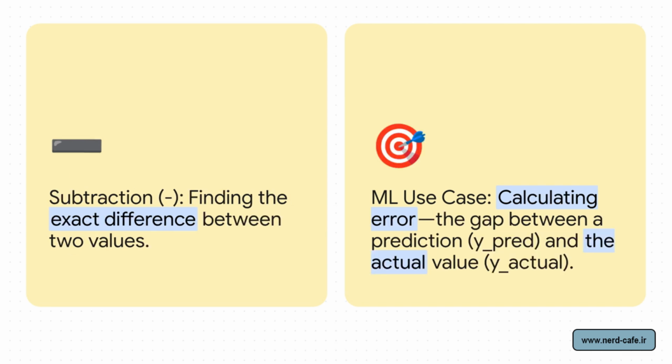Now this is the heart of it all. Seriously. An AI makes a guess. We know the real answer. Subtraction's job is to find the difference between the two. That difference is the error. Without this one simple calculation, the machine would have no clue it messed up. It could never, ever get better.